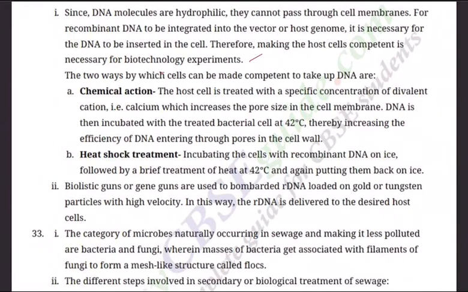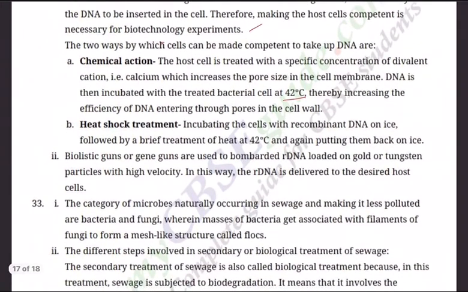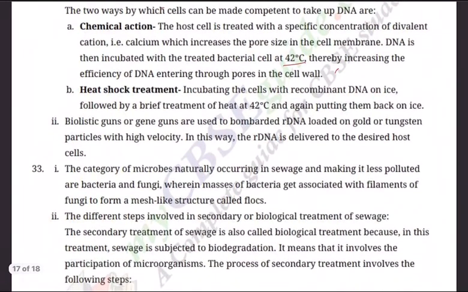The two ways by which cells can be made competent to take up DNA are: A. Chemical action. The host cell is treated with a specific concentration of divalent cation, that is calcium, which increases the pore size in the cell membrane. DNA is then incubated with the treated bacterial cell at 0 degrees centigrade, thereby increasing the efficiency of DNA entering through pores in the cell wall. Second one, of course, very familiar, heat shock treatment: incubating the cells with recombinant DNA on ice, followed by brief treatment of heat at 42 degrees centigrade, and again putting them back on ice.